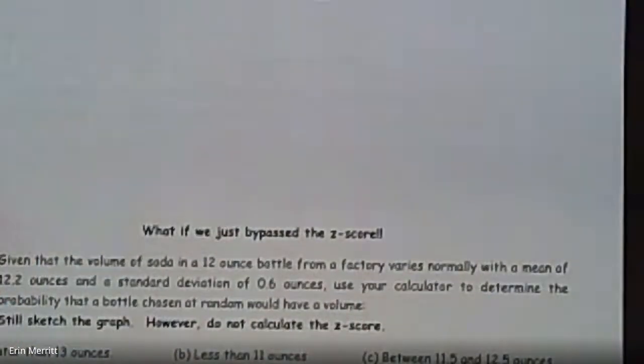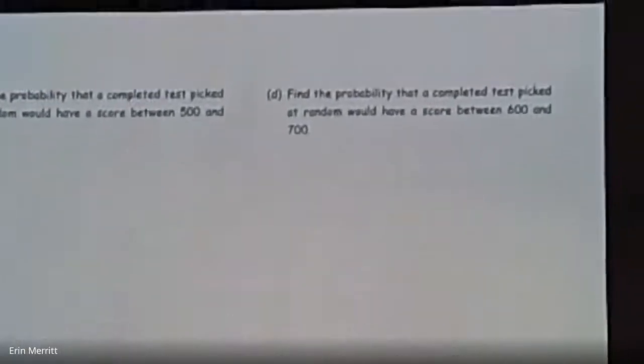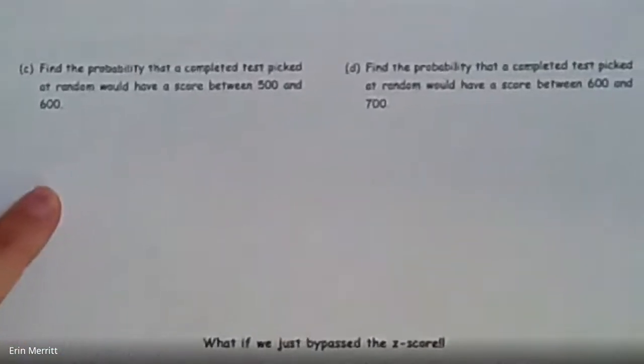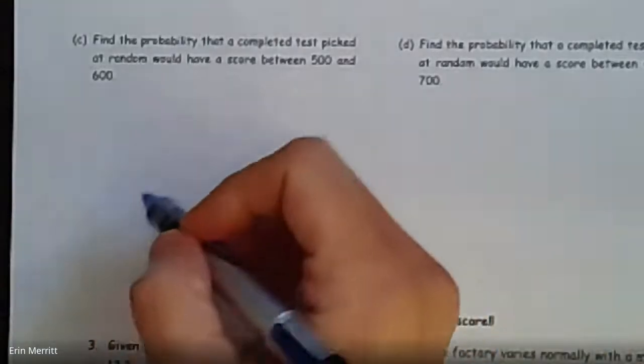With that being said, we're only going to do 2 last examples here with z-scores in them. So let me slide. Oh, there is part C. It says find the probability that a test picked at random would have a score between 500 and 600. All right, well, we play the same game.